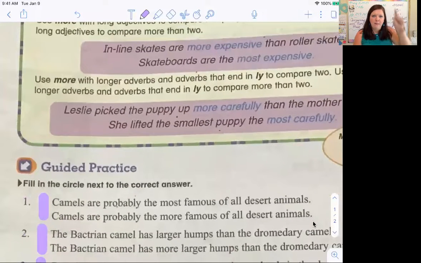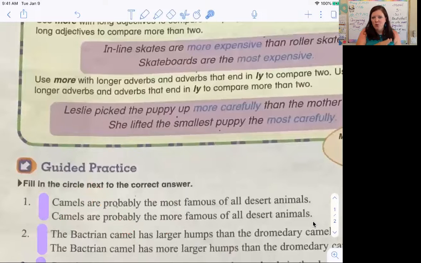Camels are, I'm kind of looking down to see where they don't match. Camels is the same, are is the same. Actually, watch, I can do it this way. Follow the red dot. Camels, the same. Are, the same. Probably, the same. The same. Most, more, different. So that's where I need to hone in and pay attention right there.